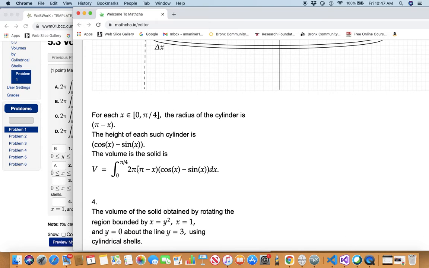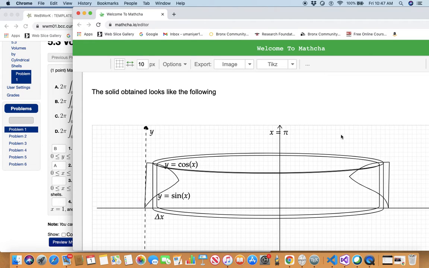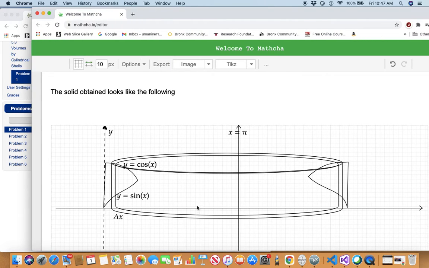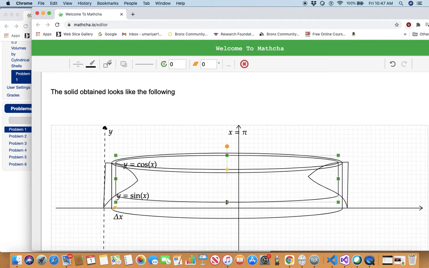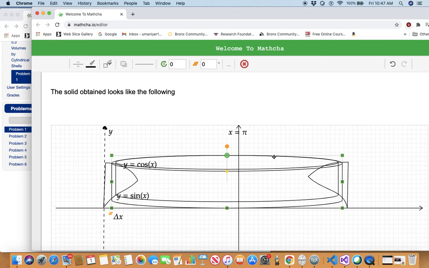So volume of the solid is integral 0 to pi over 4, 2 pi times pi minus x, times cosine x minus sine x. The only thing I would complain about this drawing is that the height should be correctly drawn. There you go. Likewise, this one. So now that's better.